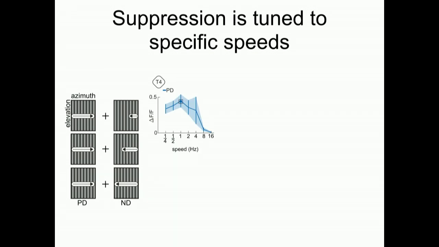So the first thing we did was take a tuning curve of what a T4 response is to a single grating moving at different speeds. Here we see the peak is at around 1 cycle per second. That means you have one period of this thing passing a single point each second. Then it drops off at lower frequencies and at higher frequencies.